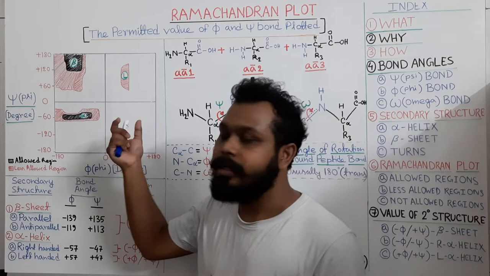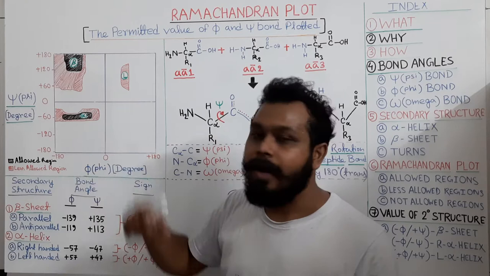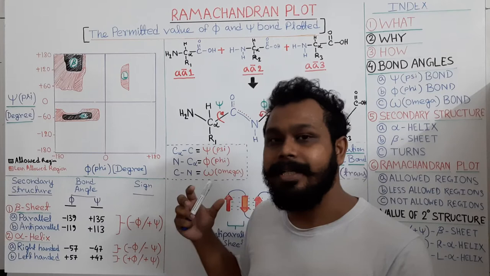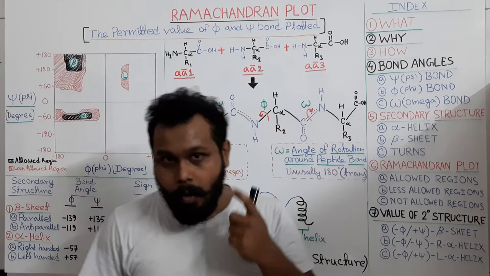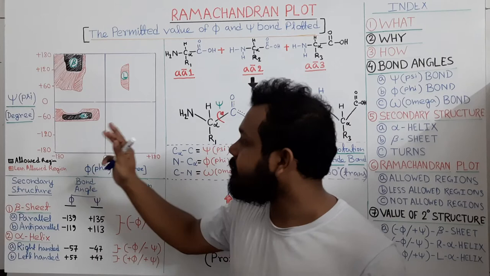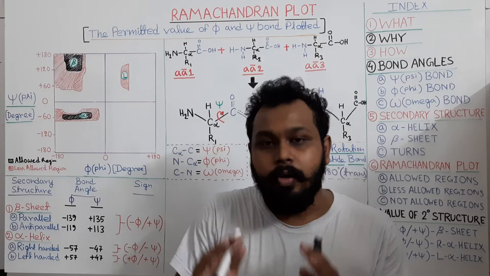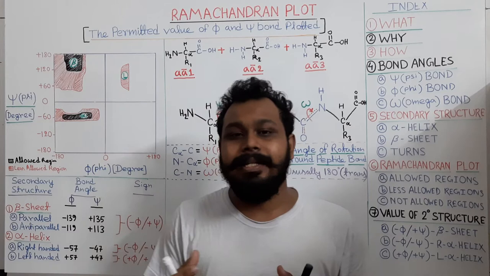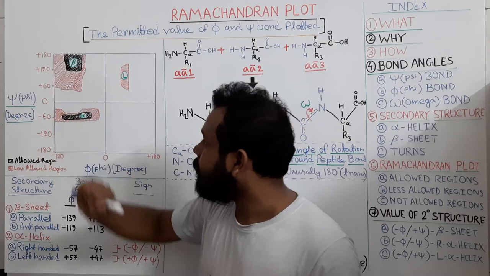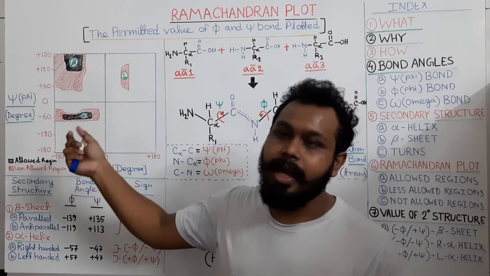The white regions represent the non-favorable or non-allowed regions of phi and psi, because steric clashes occur between the side chains of amino acids and the peptide bonds. The red region represents the less allowed region, where steric clashes are low, so the bond angles or secondary structure are possible. But the black regions are the most allowed regions where secondary structure can form.